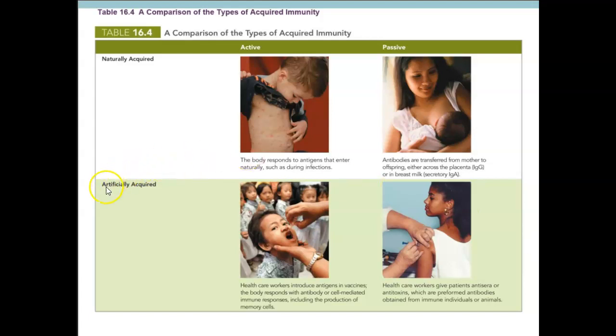It is artificially acquired, right? You didn't make those antibodies, the horse did. It is also passive. I'm sorry, I have that backwards. It's passive because you didn't make them. It's artificially acquired because we put them into your body with a needle. That's not a natural thing at all.